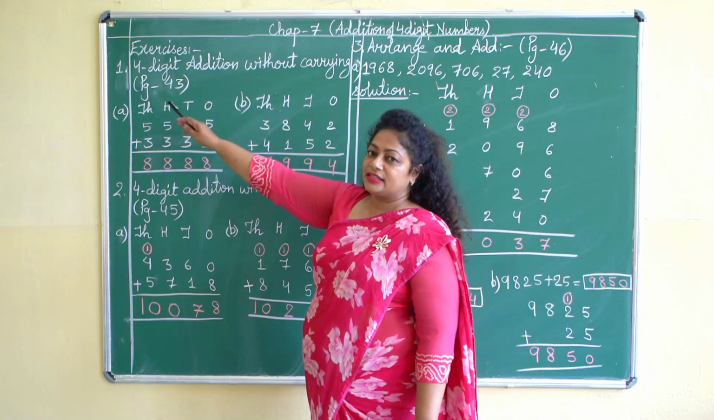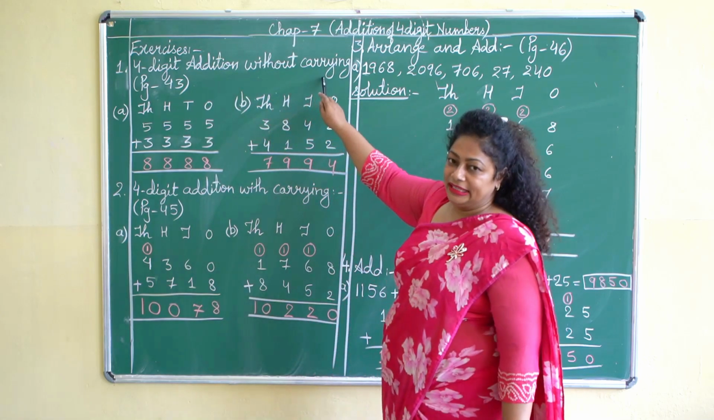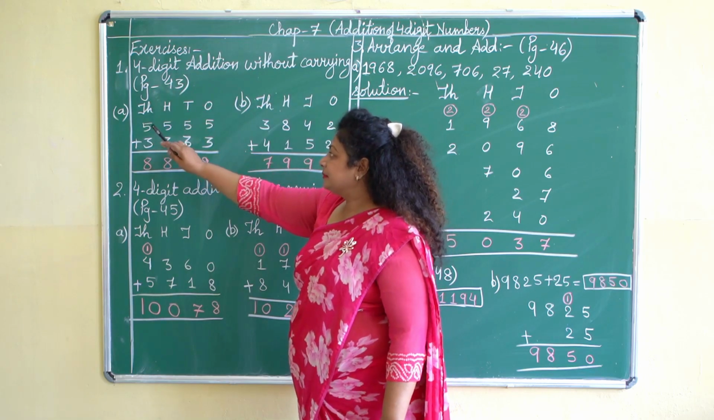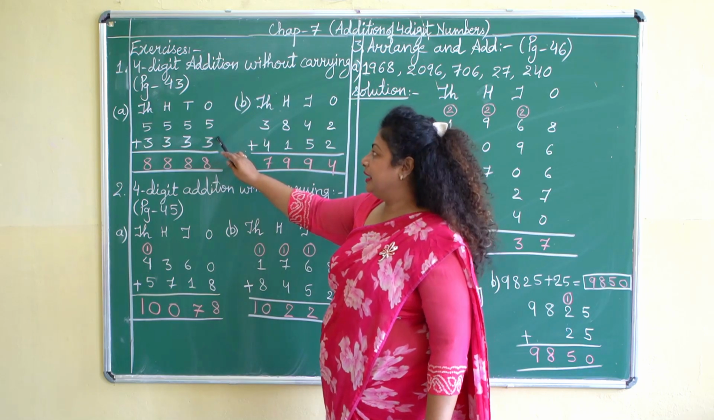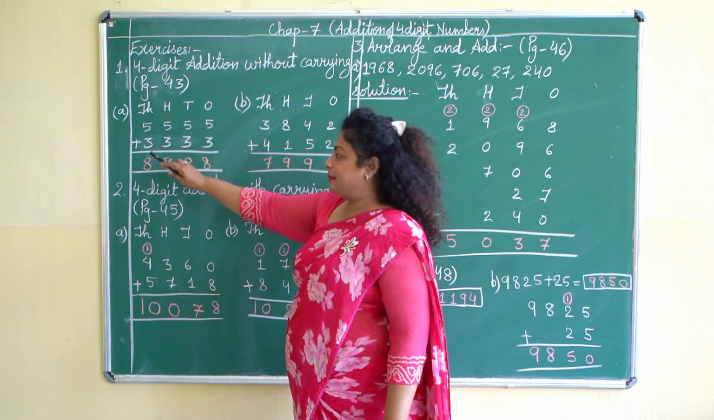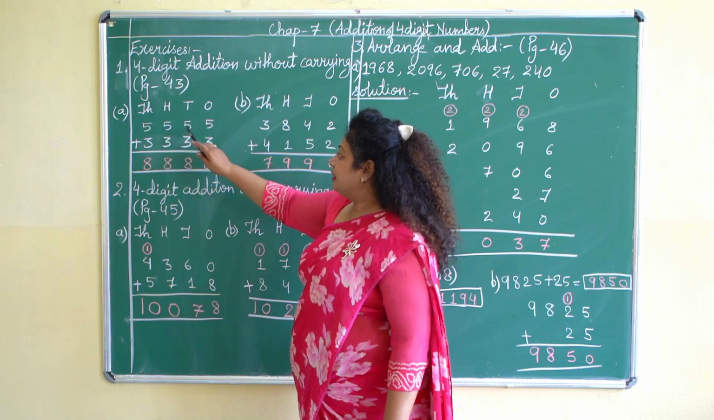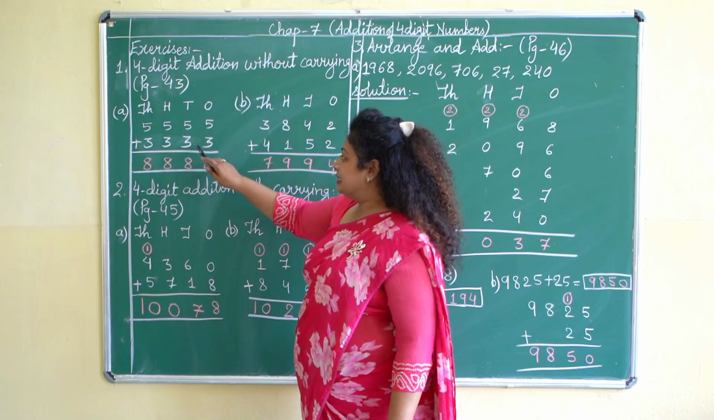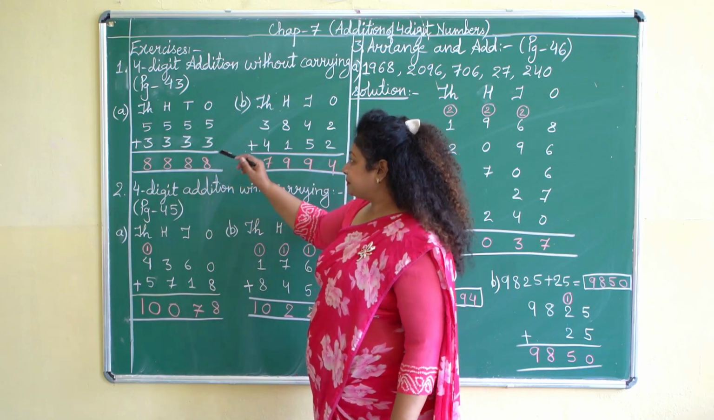The first exercise given to you is 4-digit addition without carrying. It is given on page number 43. First sum. All the 4-digit numbers are to be placed according to their value. So ones, tens, hundreds and thousands place they are placed. So the number given to you is 5,555. The other number given to you is 3,333. Now we have to add these 4-digit numbers.